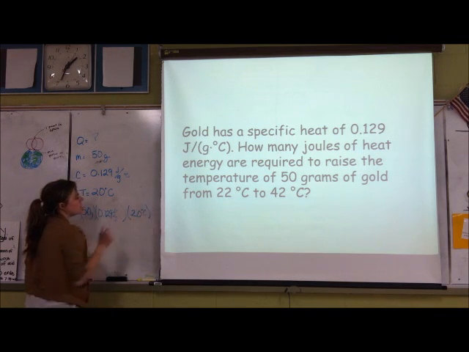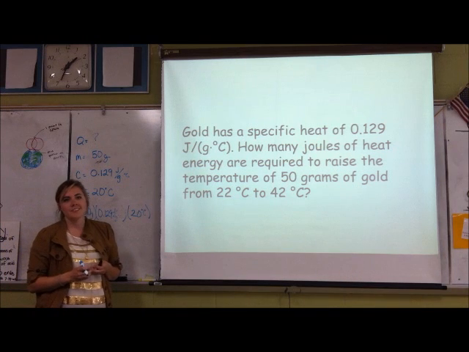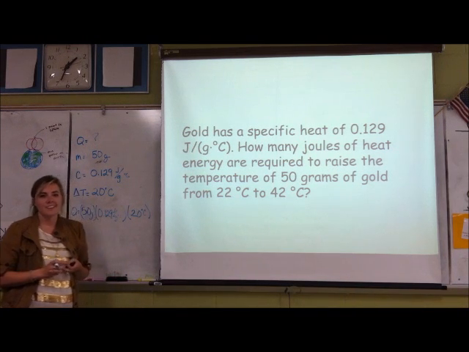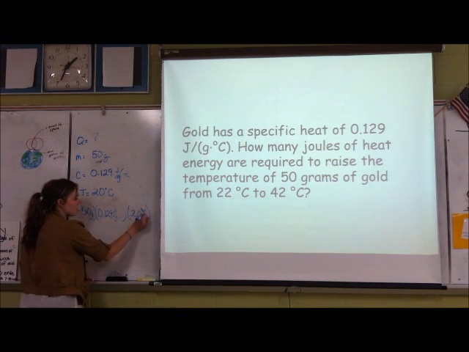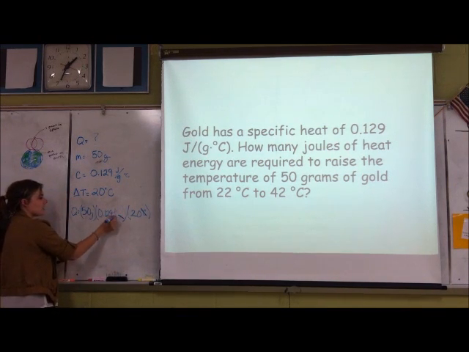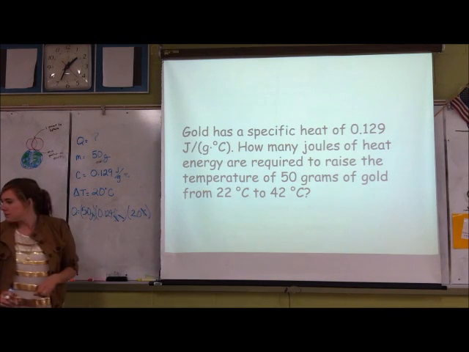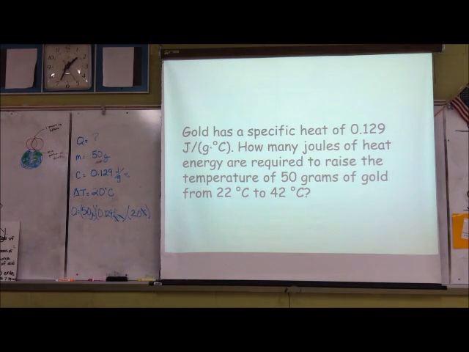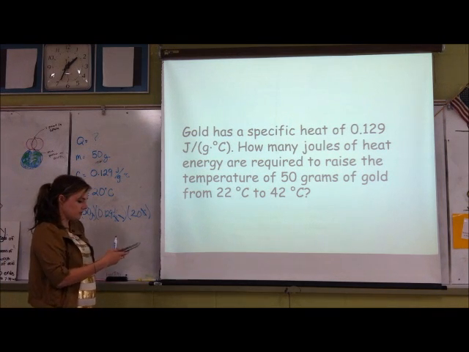What is the first thing you do when you get to this point, Abby? Multiply? Wrong. Cancel out your units. Good. All right, so we cancel out our Celsius, cancel out our grams, and then we multiply: 20 times 0.129 times 50. Let's plug that into our magic box.